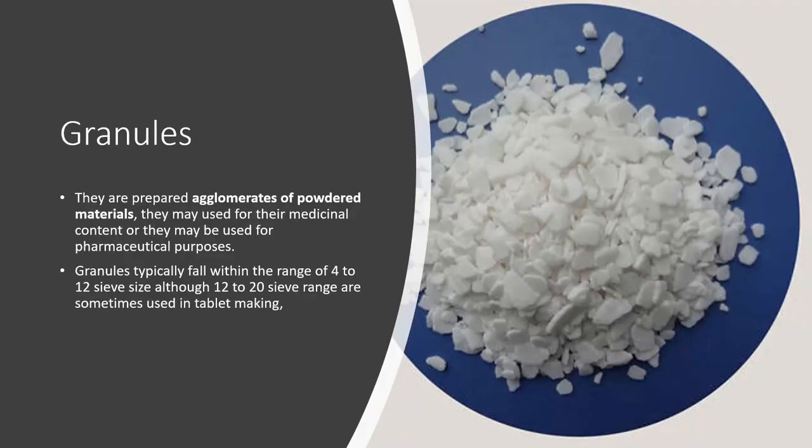Granules, on the other hand, are prepared agglomerates of powdered materials. They may be used for their medicinal content, or they may be used for their pharmaceutical purposes. Granules typically fall within the range of 4 to 12 sieve size, although 12 to 20 sieve range are sometimes used in tablet making. So when compared to powders, granules are much bigger. You may think of granules as the size of sand, but a bit larger.